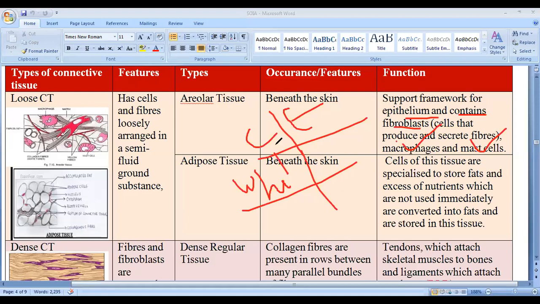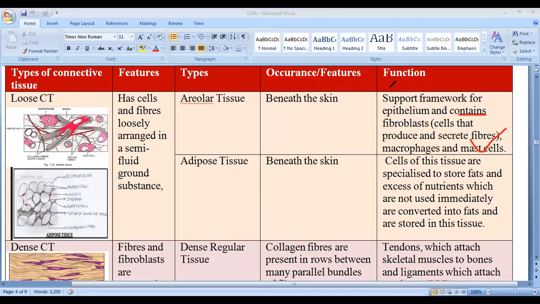So this is the difference between collagen fiber and elastin fiber. Collagen fiber is present in the form of bundles, and elastin fiber is present in single form. Clear? So this is the difference between collagen fiber as well as elastin fiber.